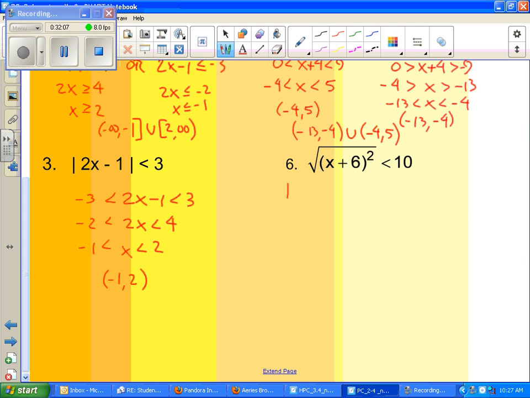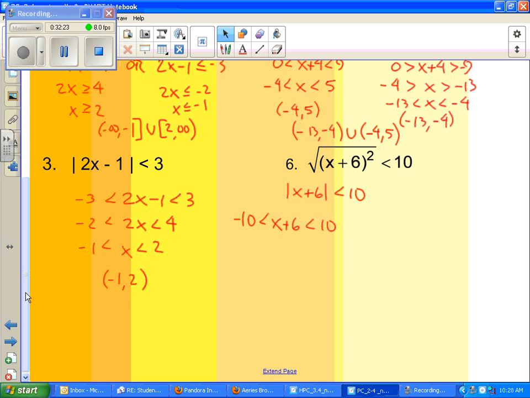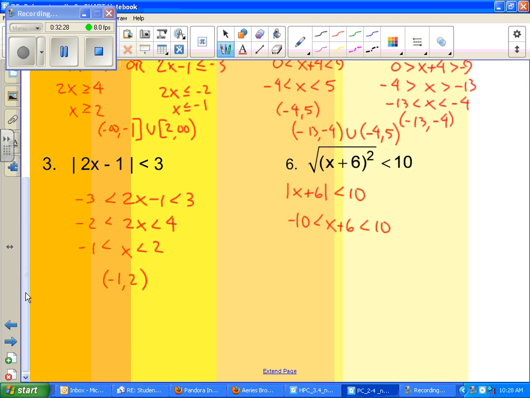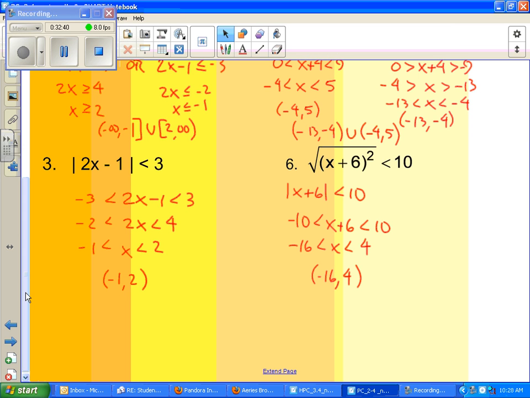All right, and then our last one, we say these absolute values of a squared radicand become the same thing as an absolute value problem. The square roots of the squared radicand become the same thing as an absolute value problem. And we end up with an x plus 6 less than 10, but also greater than negative 10. Moving our negative 6 around. We end up with that.